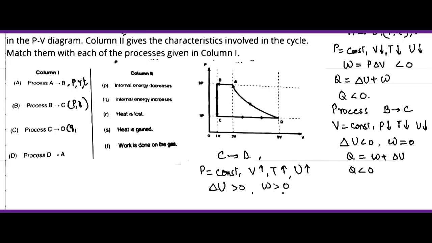So here we don't have any options for that. And if we apply the first law of thermodynamics, we are going to get delta U plus W. This will be greater than 0 because both are positive. So which means that heat is gained by the system. So this will be Q and S. Now let's check for the last process, which is D to A.